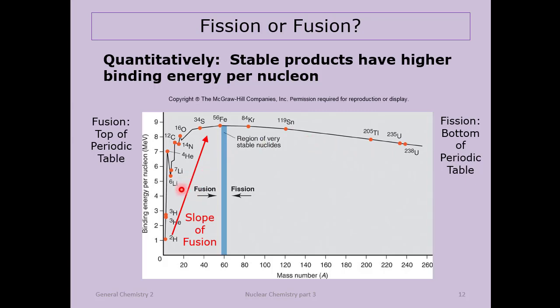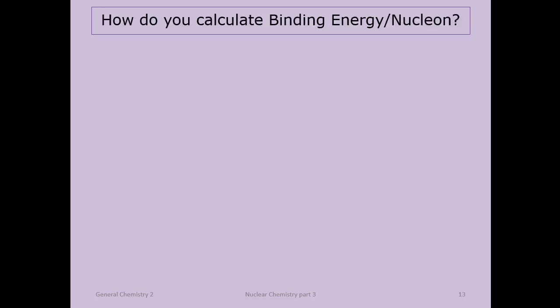But look at the slope on this side. It's a lot steeper on the fusion side than it is on the fission side. And that is again indicative of the fact that fusion has about 4 times more energy than fission. But if you have this table in hand, this is how you can know whether something's going to undergo fission or fusion, and actually do the calculations, if you knew how to calculate the binding energy.